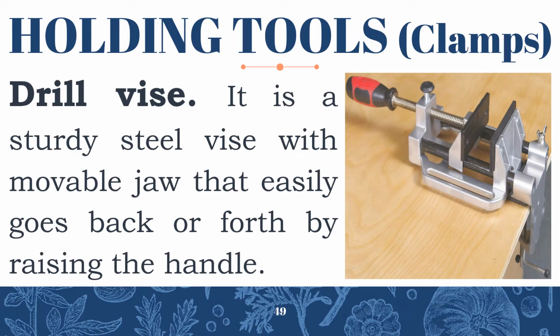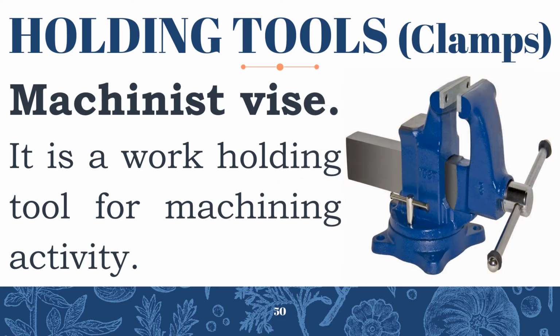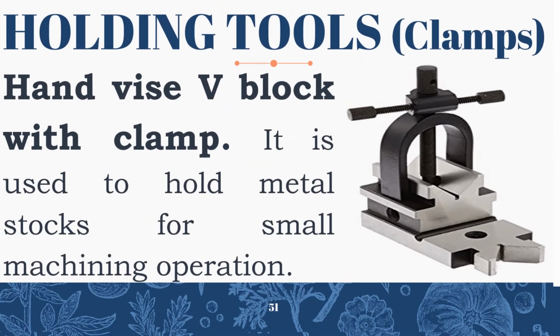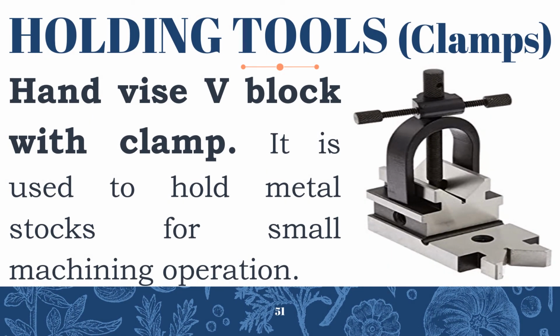A drill vise is also a type of clamp. It is a sturdy steel vise with movable jaw that easily goes back or forth by raising the handle. A machinist vise is a type of clamp which is a work-holding tool for machining activity. Hand vise V-block with clamp. It is used to hold metal stocks for small machining operation.